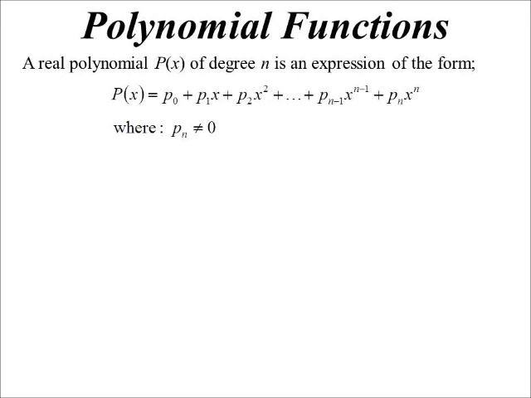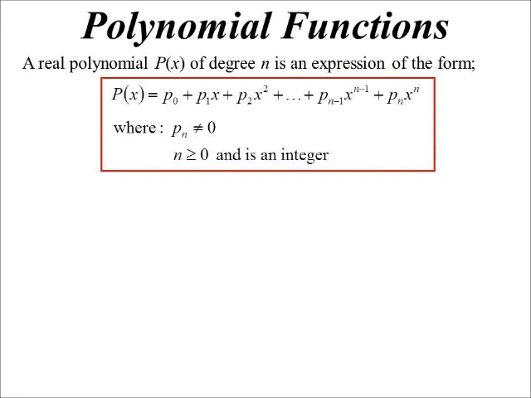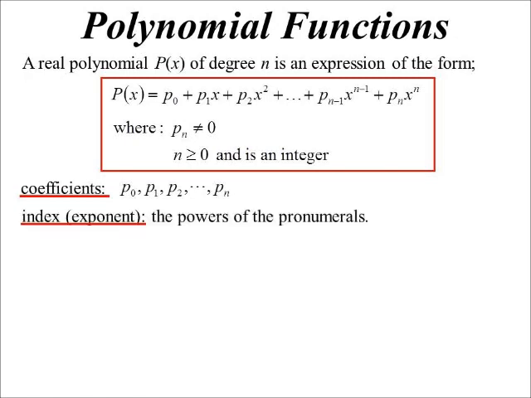But the next bit's important. N has to be a positive integer, or of course it could equal 0, because a constant number technically is a coefficient of x to the power of 0, which of course is 1. So as I said, the P0, the P1, the P2 up to the Pn are coefficients, we've seen that word before. The index or exponent is another word for an index, hence the term exponential when we look at exponential graphs.